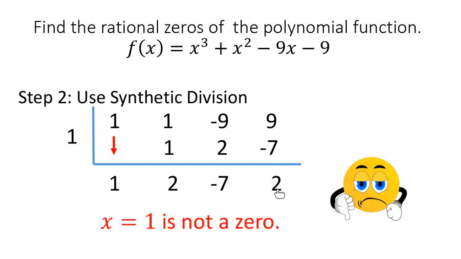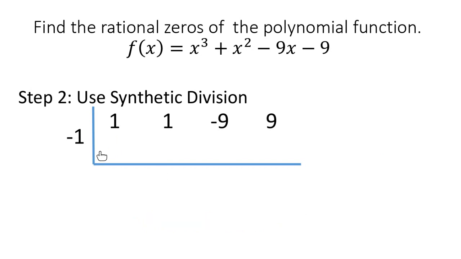And so unfortunately, we are not going to like that. We cannot say that x equals 1 is a 0 because our remainder is not 0. So that means 1 didn't work, so we try another one. I'm going to try negative 1.